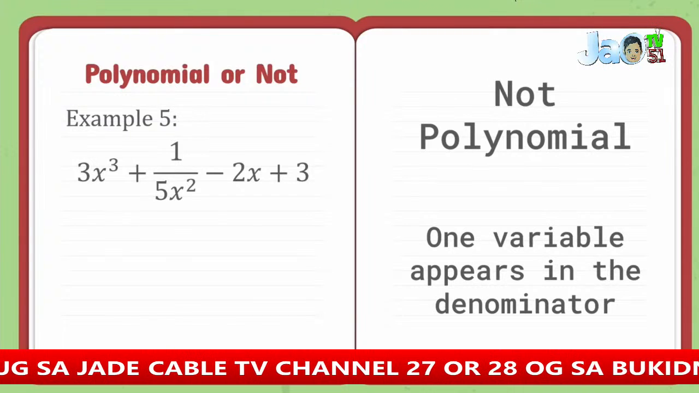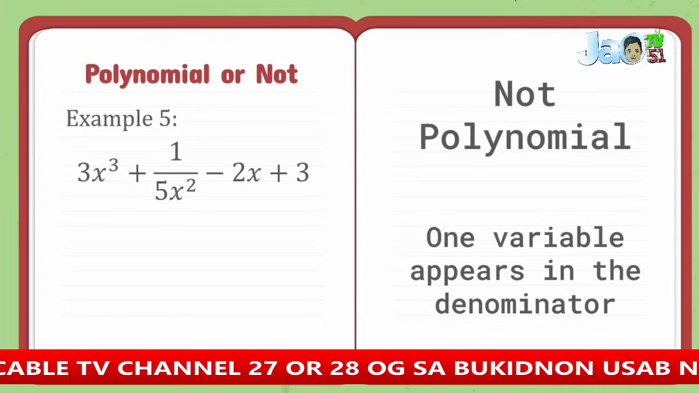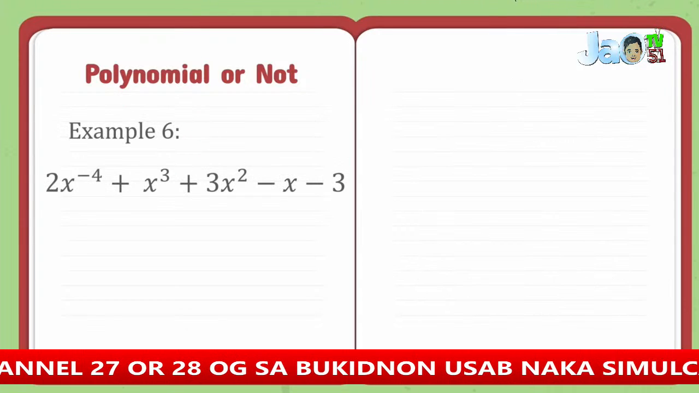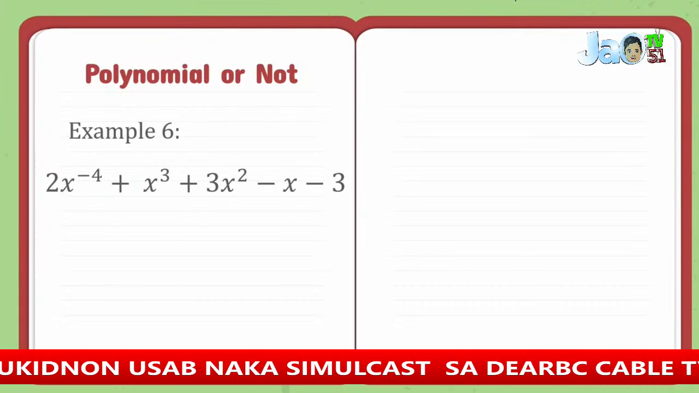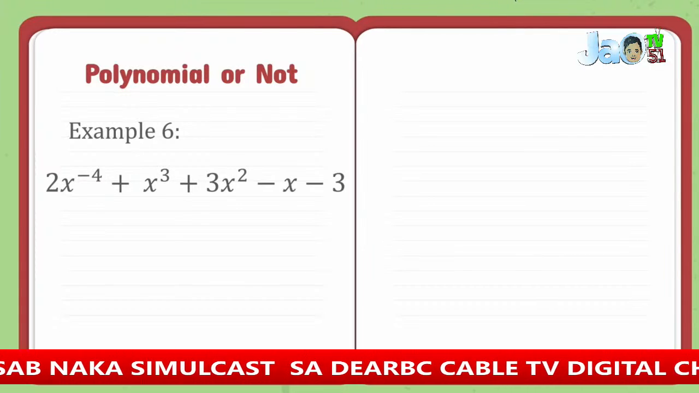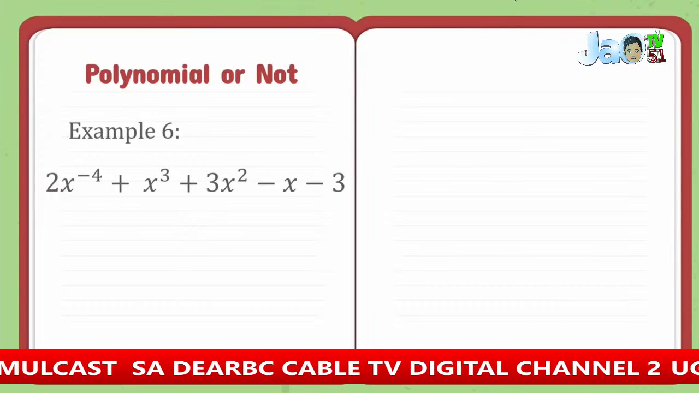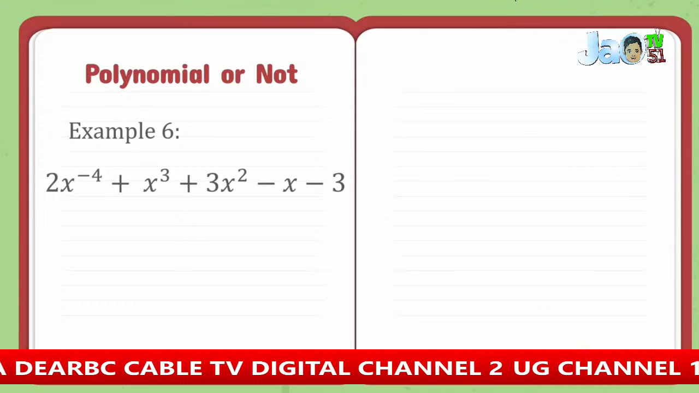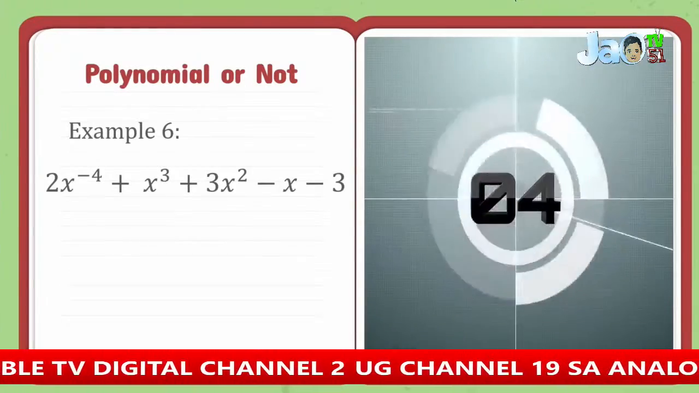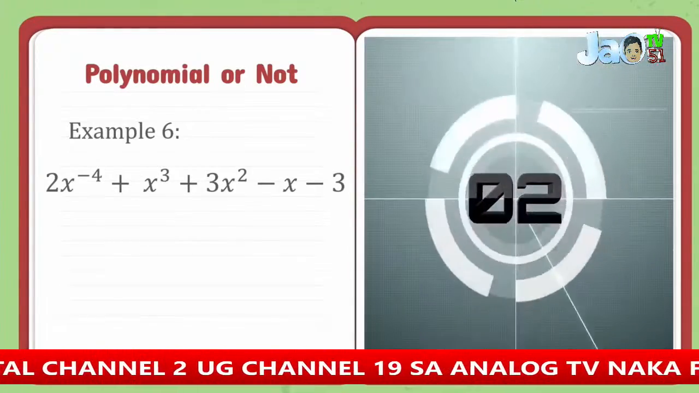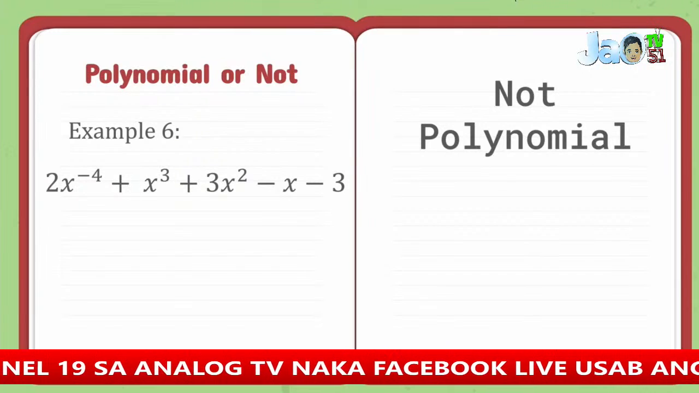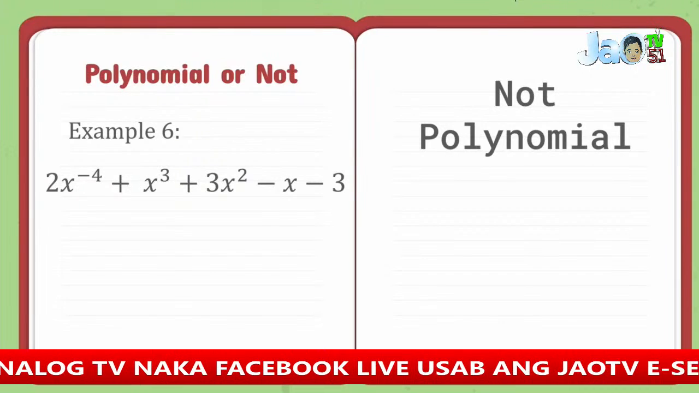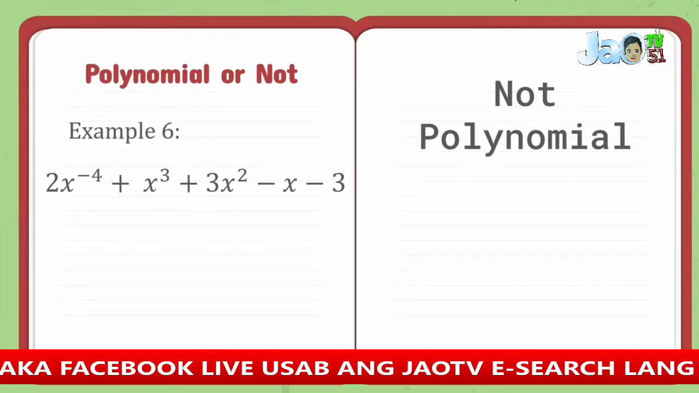Lastly, we have 2x to the negative 4 plus x cubed plus 3x squared minus x minus 3. So, the expression is not polynomial because one variable contains a negative exponent.